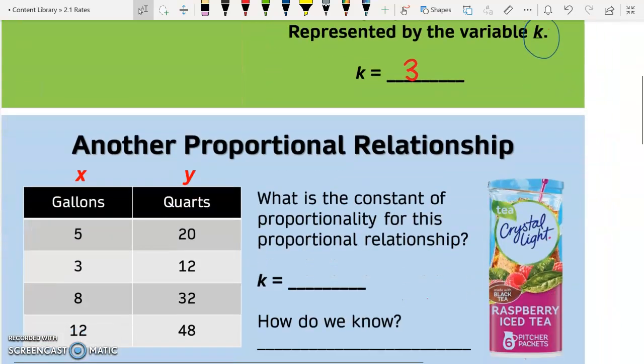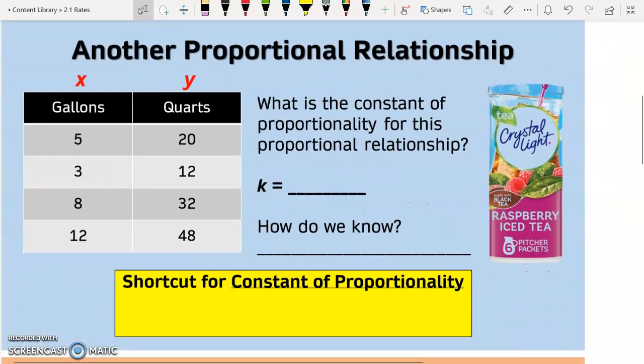So let's scroll down and take a look at another example. So here we have a table between gallons and quarts. So maybe you're having a party and you're making iced tea, and you just need to convert between gallons and quarts to make sure you have enough. So they want us to figure out what is the constant of proportionality for this proportional relationship. In other words, what number are we going to multiply by to get from x to y? Okay, so again, take a minute, see if you can figure out what that has to be for 5 to 20.